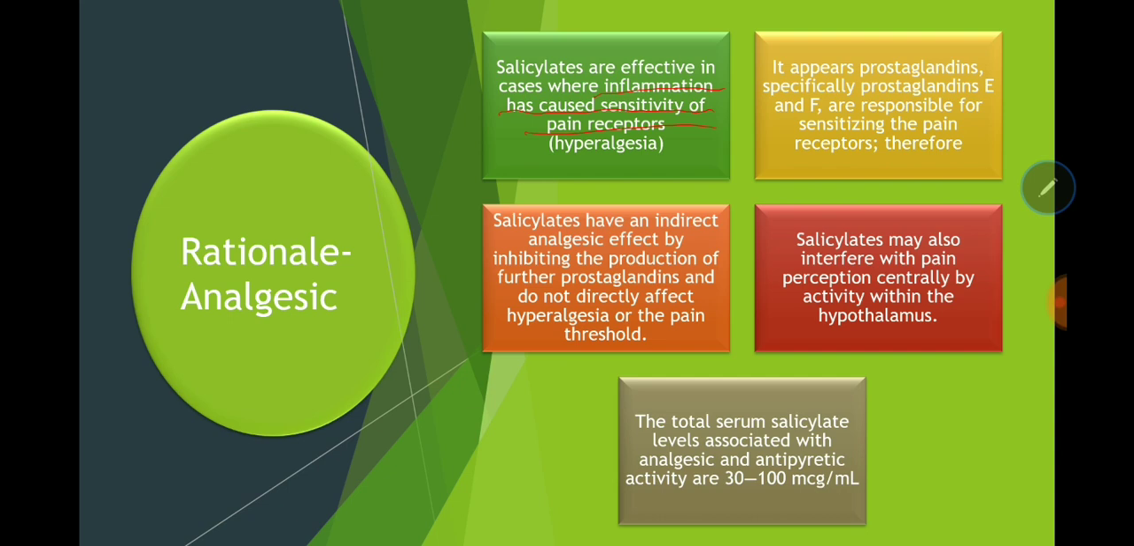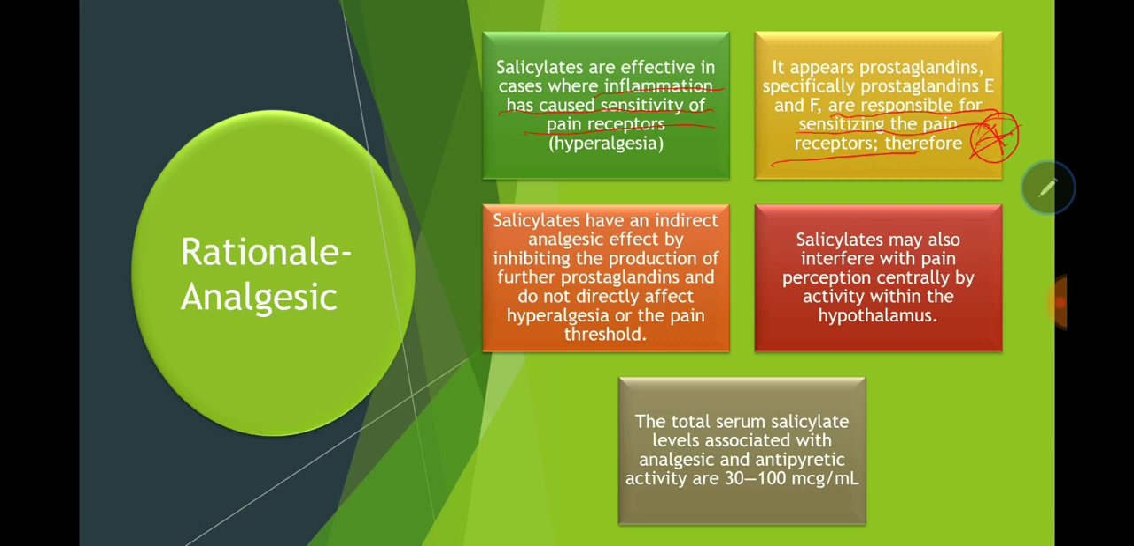It appears that prostaglandins, specifically prostaglandin E and F, as we just discussed, that E and F are very important in increasing inflammation due to vasodilation, okay? They are responsible for sensitizing the pain receptors. So if you're blocking prostaglandin E and F, that means you're going to reduce pain.